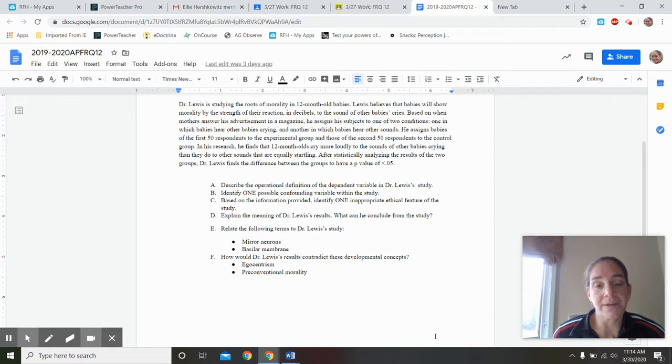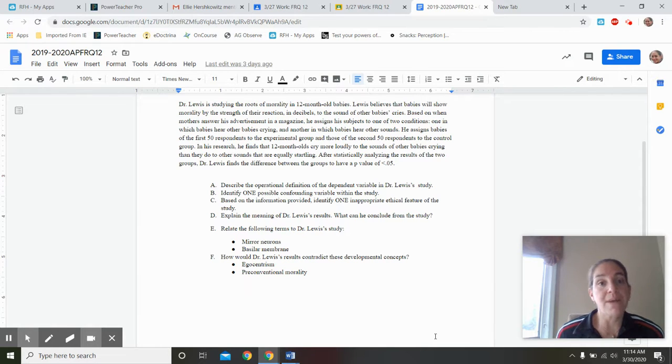So relate the following terms to Dr. Lewis's study: mirror neurons and basilar membrane. Mirror neurons are going to fire as if you are doing that action. Okay. Please do not use the word mirror in the definition. That is what is called a circular definition, and it will not count.